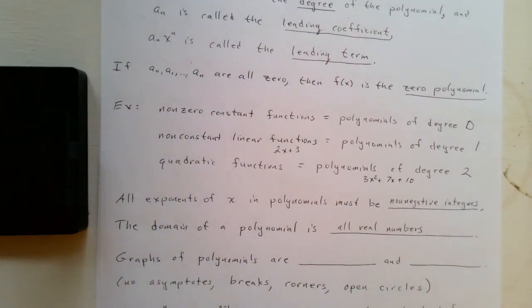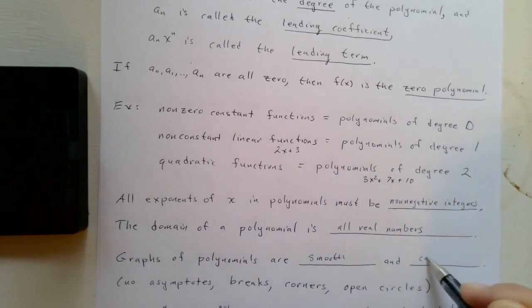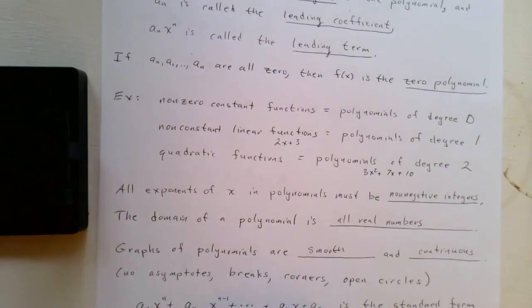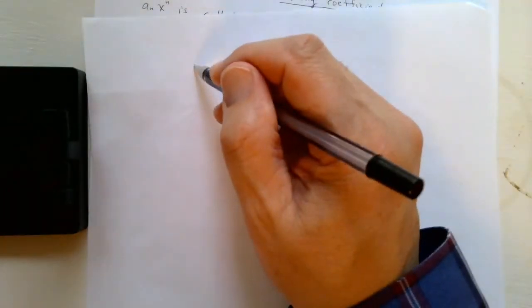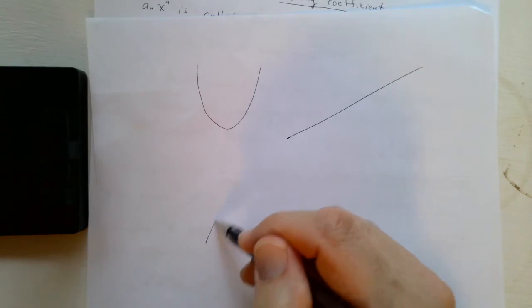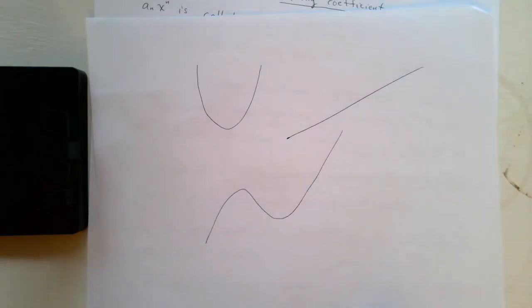So the next thing about graphs of polynomials is that they are always smooth and continuous. Okay, so there are no vertical asymptotes, there are no breaks, there are no corners, there are no open circles. They're just very, very nice, smooth. So obviously, we look at a parabola, well, that's smooth and continuous. A line is smooth and continuous. But we're also going to look at graphs that will look like this with several turning points.